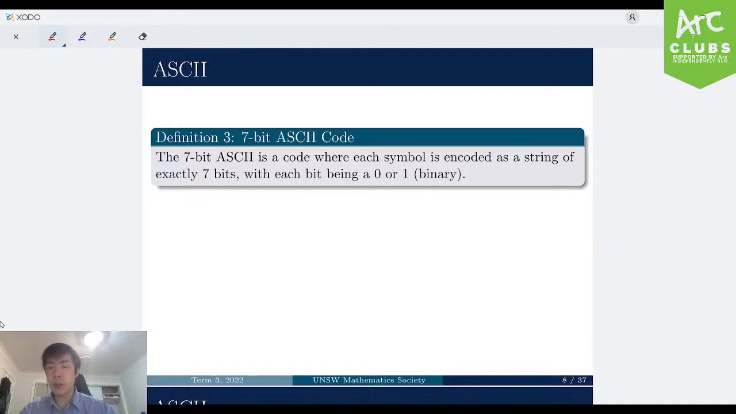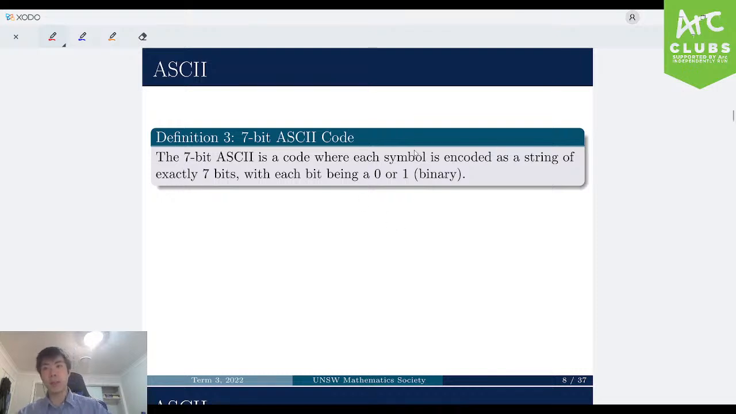All right, let's move on to our first piece of content then. The first code that you're introduced to in this course is the ASCII code. And here we define the 7-bit ASCII code. The 7-bit ASCII code is a code where each symbol is encoded as a string of exactly 7 bits, where each bit is either a 0 or 1.